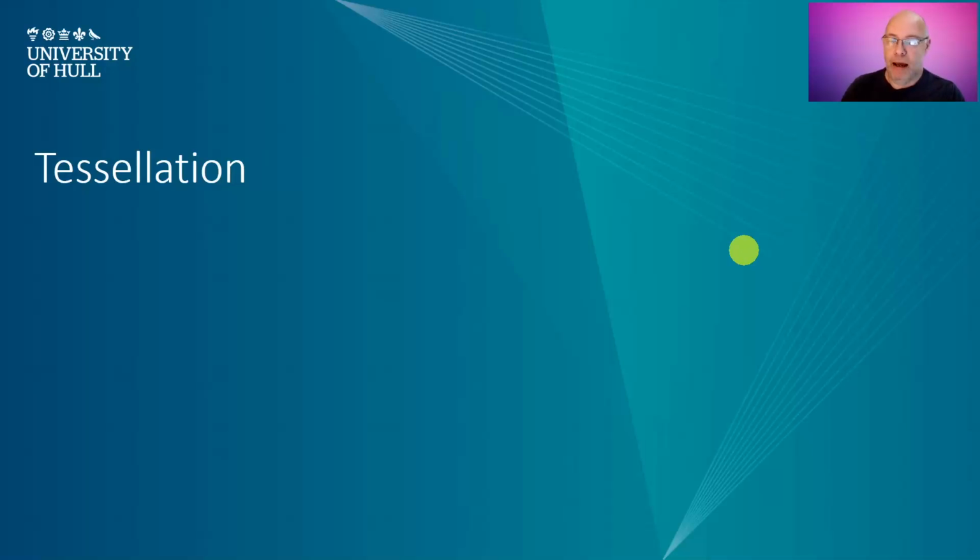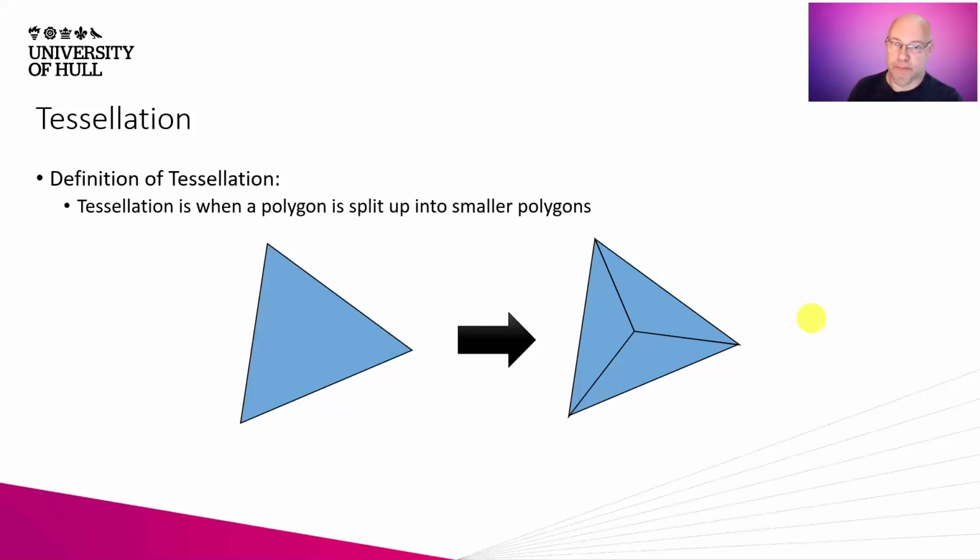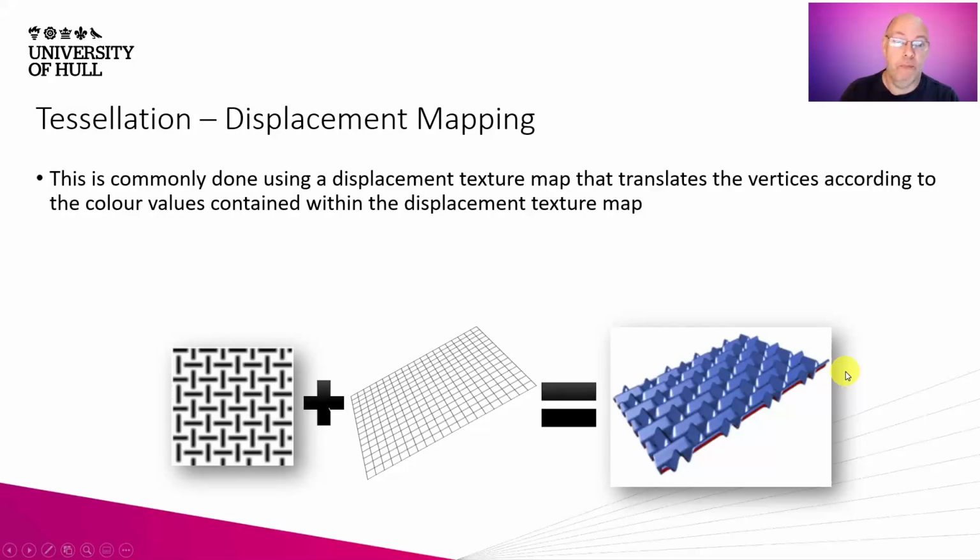Tessellation. This has been around a little while now. What this allows us to do is take an existing polygon, for instance a triangle, and split it up into smaller triangles. Why would you want to do that? Well, one of the benefits of this is displacement mapping. I could take one big square and tessellate it into many, many small squares. Then if I use a grayscale image, I can use the information in it, the colors, to move some of these up or down.